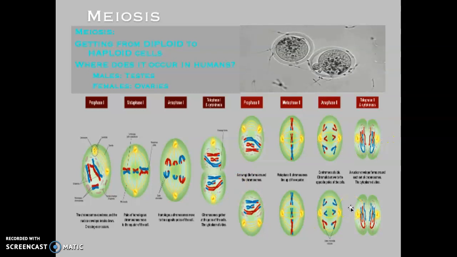So what we've done is we split up meiosis into 2 separate categories. Meiosis 1 consists of prophase 1, metaphase 1, anaphase 1, telophase 1. And then when these cells divide, we call it meiosis 2. Prophase 2, metaphase 2, anaphase 2, telophase 2. So yes, the end result of meiosis at the very end is going to end up being 4 sex cells.